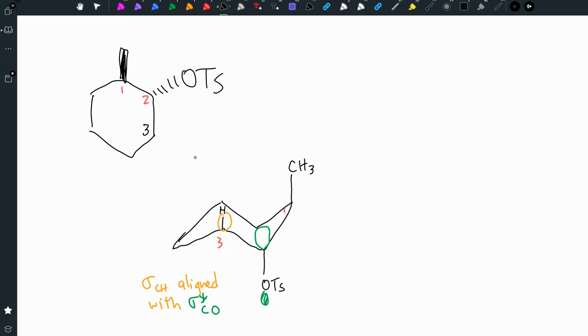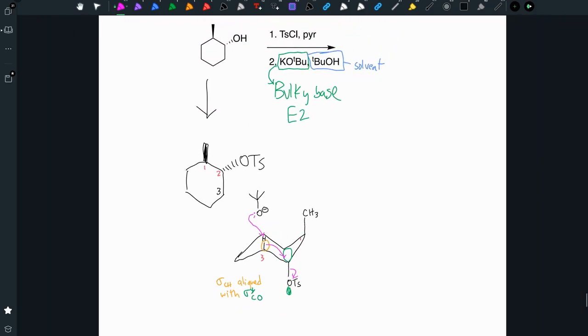I would have my bulky base come and remove this hydrogen. These electrons get dumped there. The leaving group gets kicked off. So what does that give me for a product? It's going to give me a product that has a double bond between carbons 2 and 3, and still has the methyl group on carbon 1.